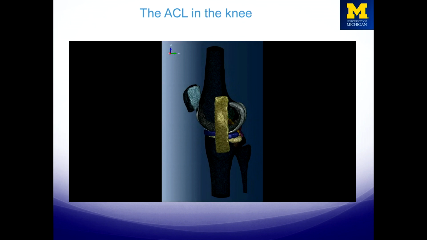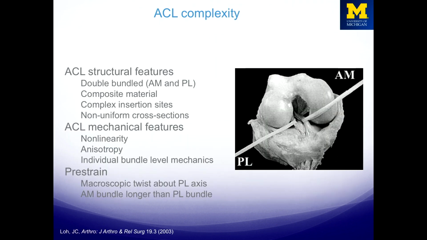So this is a computational model that comes from an MRI that we then segment and find all of those tissues. So as I said, the anterior cruciate ligament, or ACL, is the one in the center of the knee, and it's a complex tissue structure. It's comprised of essentially two main regions or bundles, the anterior medial and the posterior lateral, or AM and PL bundles.